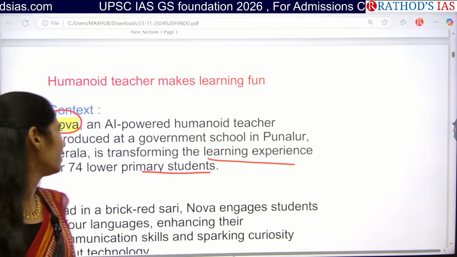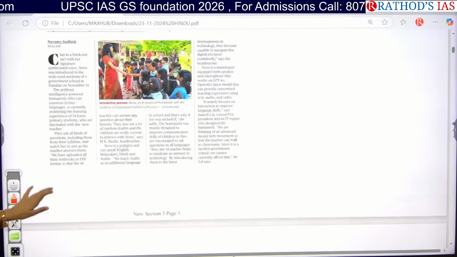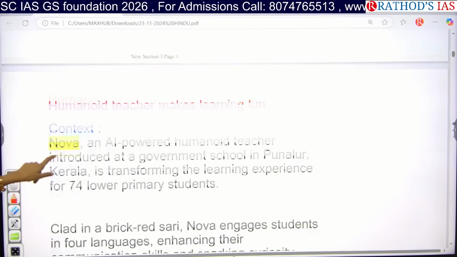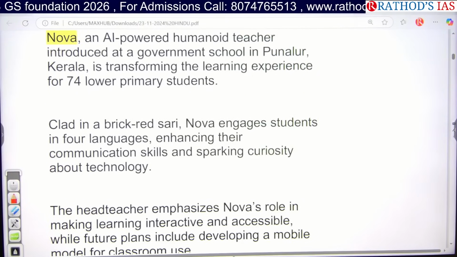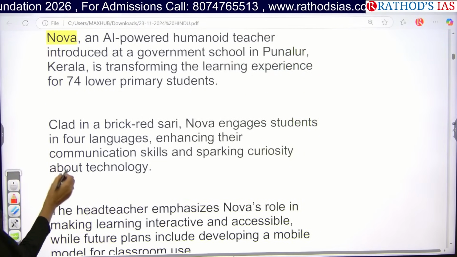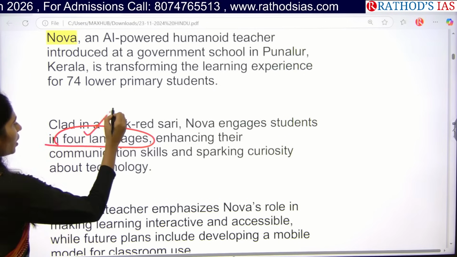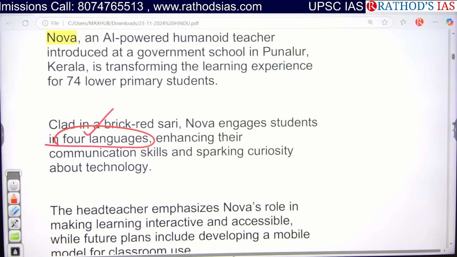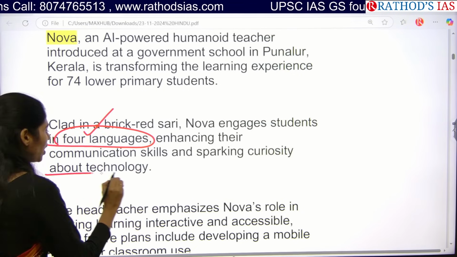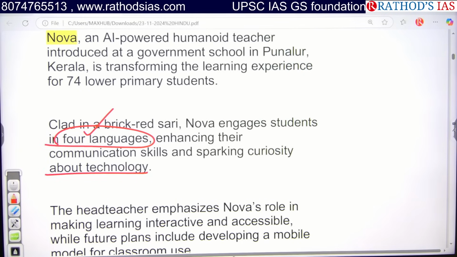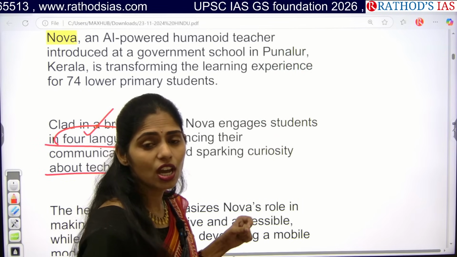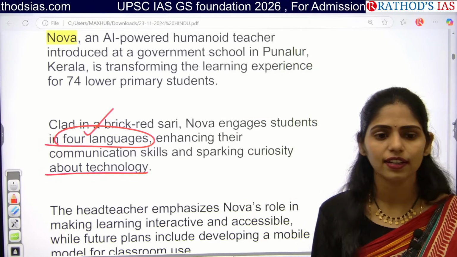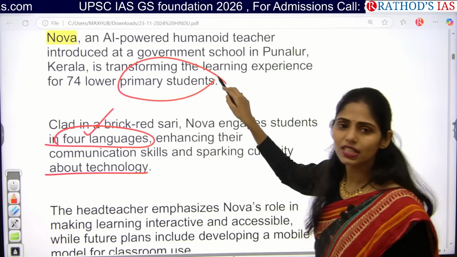And what is the dress attire? If you see this image, this humanoid robot is in a brick red color saree. One important special feature of Nova is that it engages with students in 4 languages, which will be helpful in increasing communication skills of students, as well as increasing curiosity about technology. The students will have more interest regarding technology, how we can use it, what is technology, what are its applications. So they will be learning at a very tender age because it is introduced for primary school students.